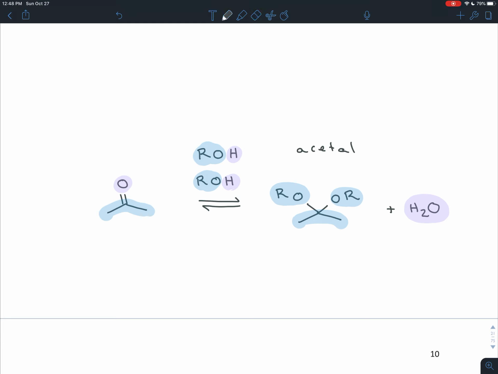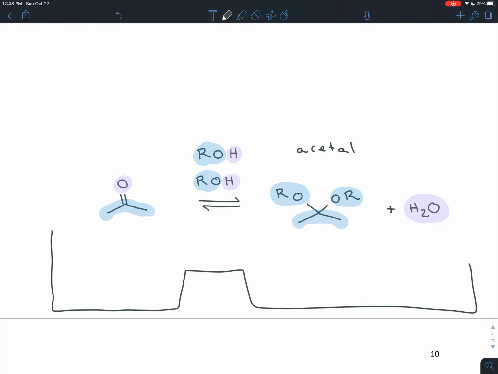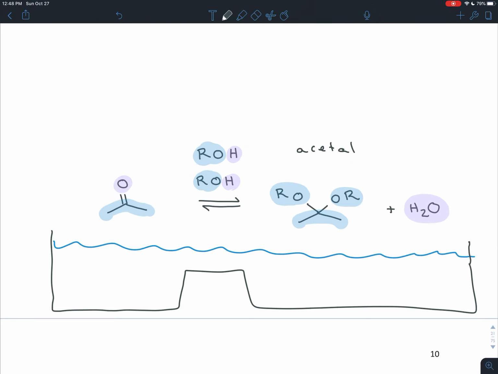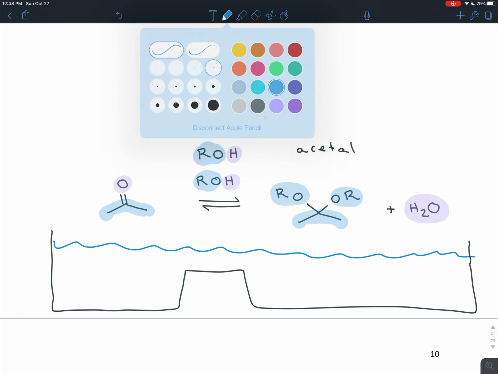Now the way you can control that is with Le Chatelier's principle. Remember, you can think of an equilibrium as sort of a water tank, with the left side of the water tank representing the reactants and the right side representing the products. And if you remove water from the tank or you pour water into the tank, it's like removing or adding reactants or products. Now if you have an acetal and you want it to come apart in order to go backwards to form the ketone, all you'd have to do is add water. Adding water is like adding a product.